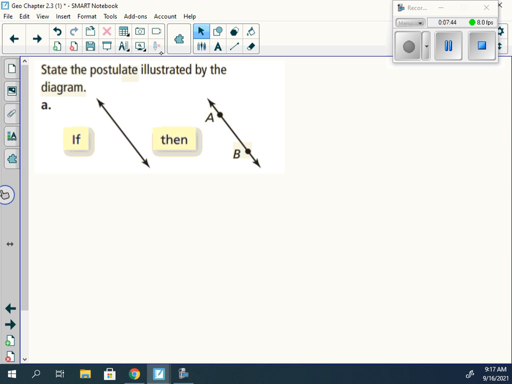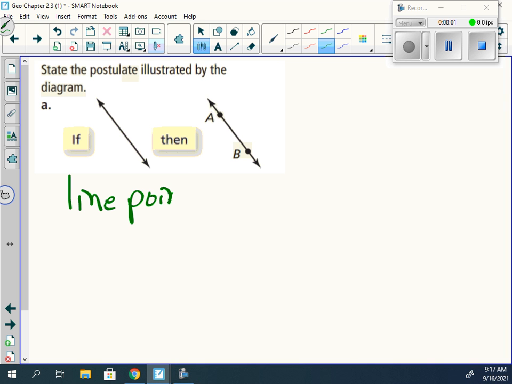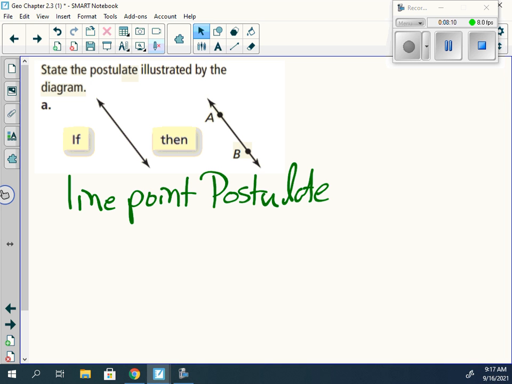Now, when we look at this one here, state the postulate illustrated by the diagram. If what? Then it contains at least 2 points, yes? And this is what? The line point postulate. Because if there is a line, then there exists at least 2 points on the line.